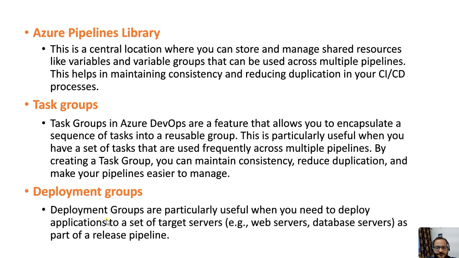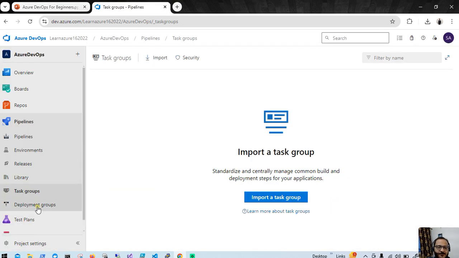Then we have deployment groups. So deployment groups are particularly useful when you need to deploy an application to a set of target servers like web server, DB server as part of your release pipeline. So deployment group you cannot use as part of your build pipeline. Deployment group you have to use in your release pipeline.